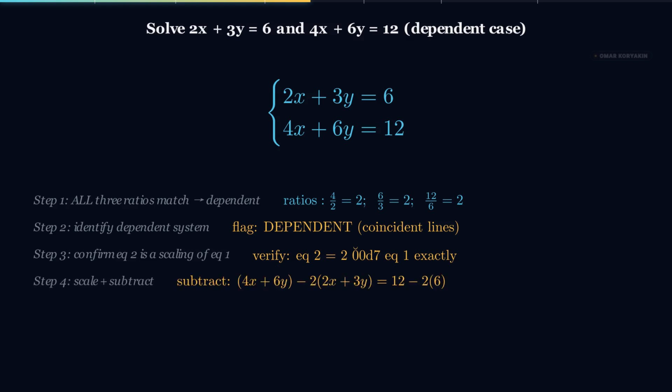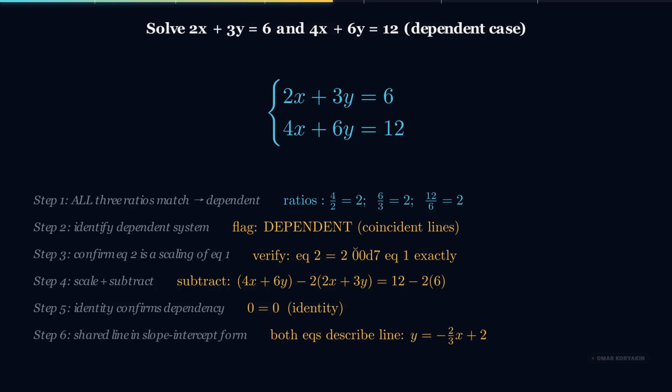Step 4. Confirm geometrically. Convert both equations to slope-intercept form. Both equations give y equals minus 2/3 x plus 2. Identical equations, identical line, coincident graphs. The dependent case is confirmed. Step 5. Express the infinite solution set. The solutions are all points on the line 2x plus 3y equals 6, which we can parameterize as x equals t and y equals 2 minus 2/3 t for any real number t. Or equivalently, every ordered pair x, y satisfying 2x plus 3y equals 6 is a solution.